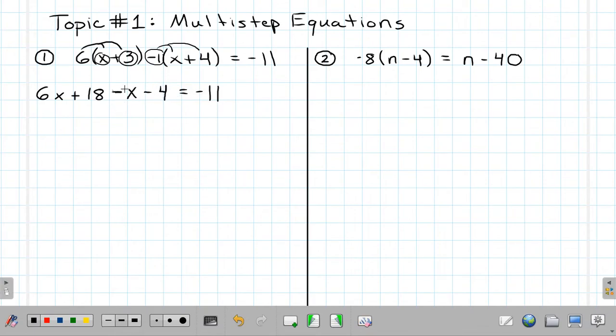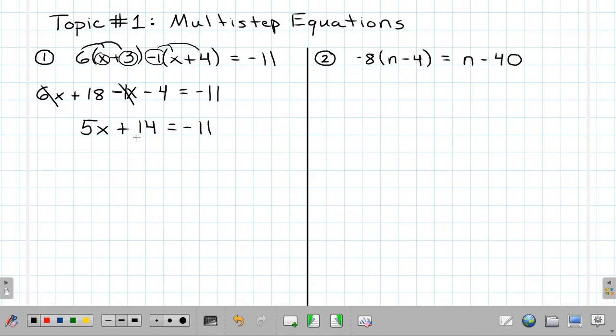But now when we get to this point, once again, technically it's a negative 1 minus 1x. We've got some like terms, so we can combine the 6x minus 1x. That gives us 5x. Okay, and that's taking care of those. And then we have 18 minus 4, which is a positive 14.